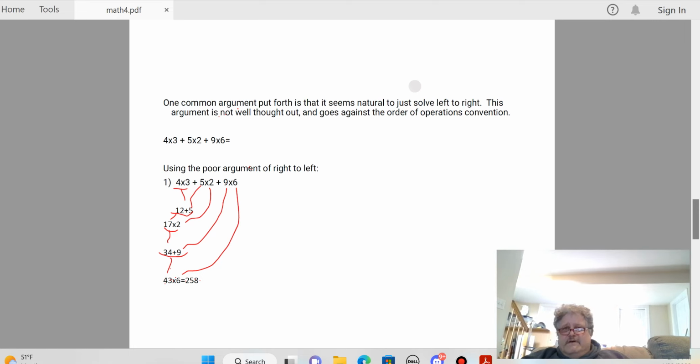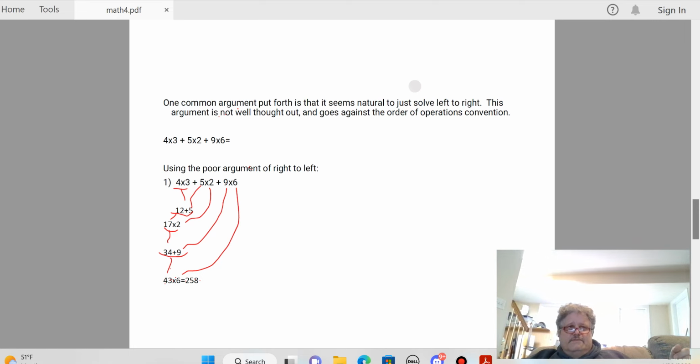That argument's not very well thought out, and it goes against the order of operations convention. For example, take this problem here, 4 times 3 plus 5 times 2 plus 9 times 6. Using that bad argument of just going from left to right, I wrote right to left. Dyslexia, I don't know what, but basically the left to right. So if you do that, just go simply left to right.